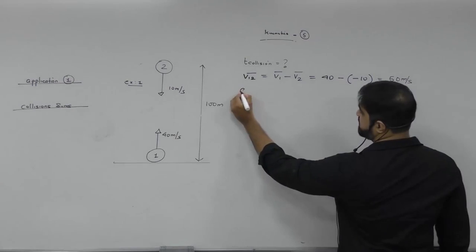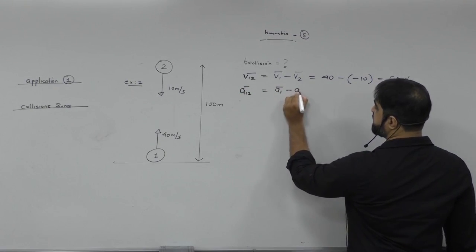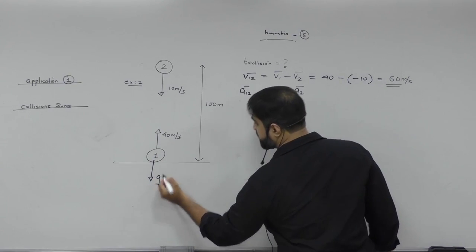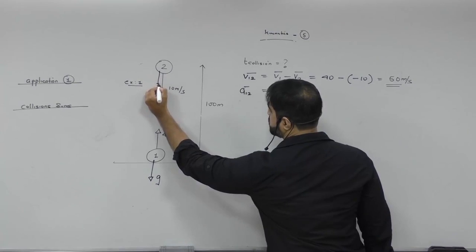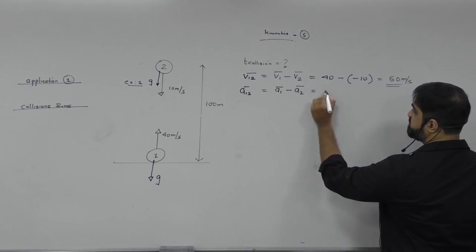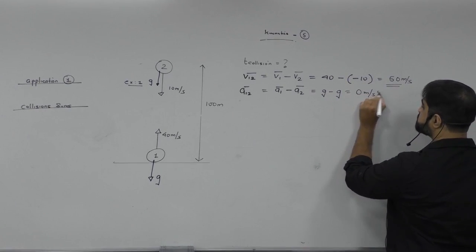Can you tell me what is the acceleration of 1 with respect to 2? It will be A1 bar minus A2 bar. Now what is the acceleration of 1 in gravity? G. And what is the acceleration of 2 also? G. So can I say both are down? Same direction, subtract, so G minus G will become what? 0 meter per second square.